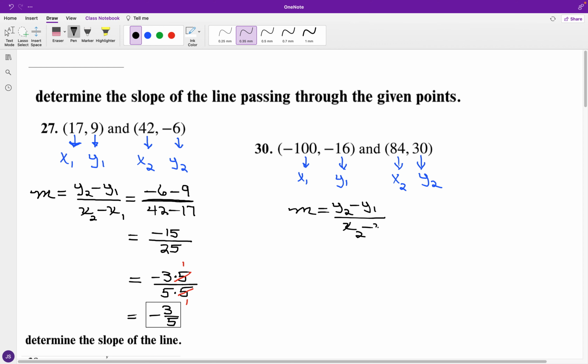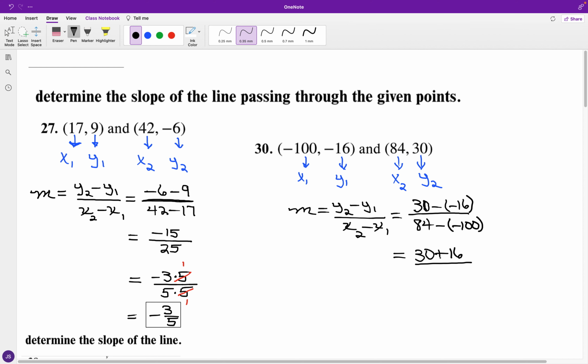Crossing over into the substitution stage, you have y2 minus y1, so that's going to be 30 minus negative 16. And for x2 minus x1, you're going to have 84 minus negative 100. Here I have a pair of subtractions of negative terms.